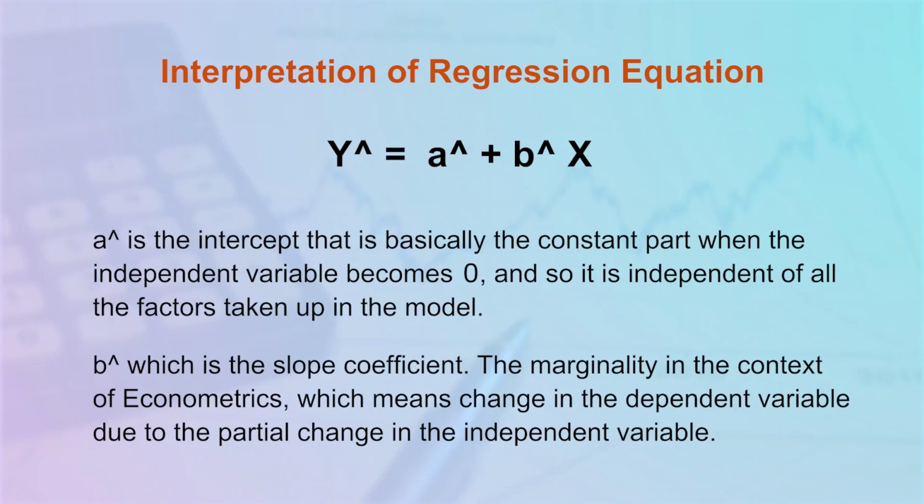As we know, whenever we talk about marginality in the context of econometrics, it means the change in the dependent variable due to a per unit change in the independent variable. So this gets to the concept of b hat, which is the estimated value of the slope coefficient. If the variable x changes by 1 unit, in what proportion the variable y will change will be captured by b hat, the estimated value of the slope coefficient.